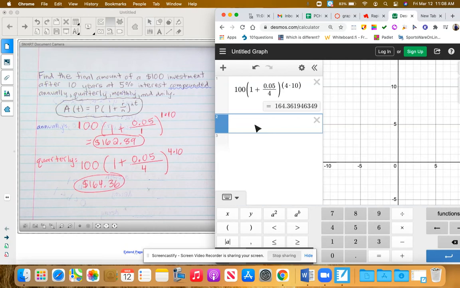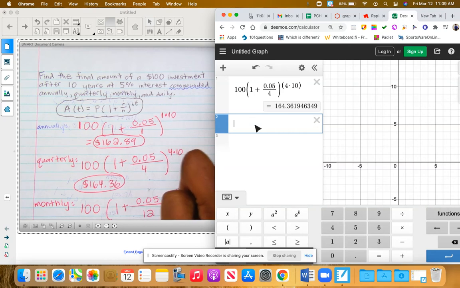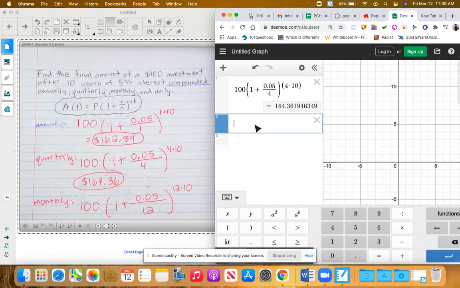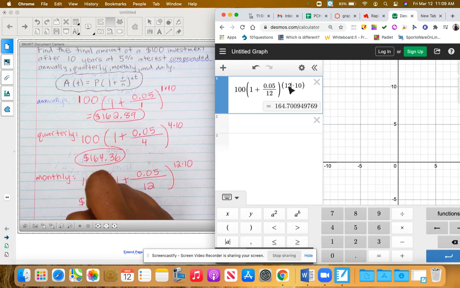All right, 2 more. So we did annually and quarterly. Now we're about to take a look at monthly. Everything is going to be the same. I still put in $100. I'm still changing my percentage. Monthly is the number 12. So when I come over here and type this into decimals, the only thing I need to do is change the 4 to a 12 because I'm doing it monthly. So monthly is 12. There's 12 months in a year. Now we have $164.70.